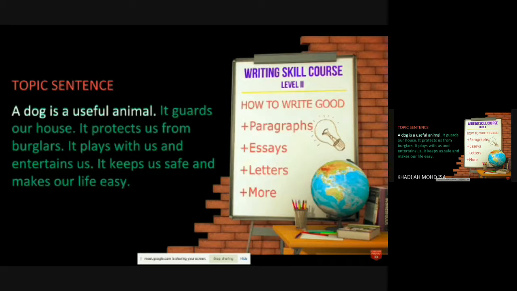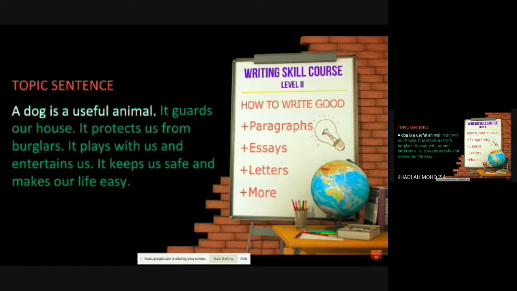This sentence says, a dog is a useful animal. All the other sentences must support or prove how a dog is a useful animal. Let's see. It guards our house. Does this sentence prove that a dog is a useful animal?